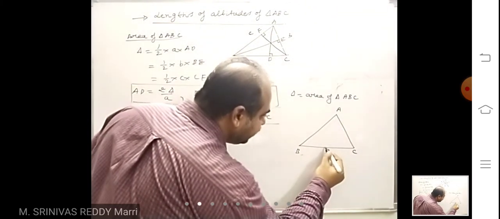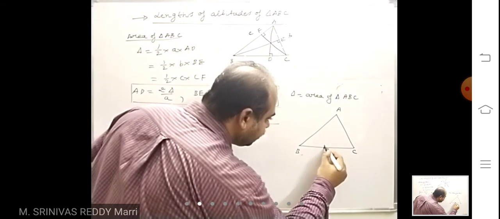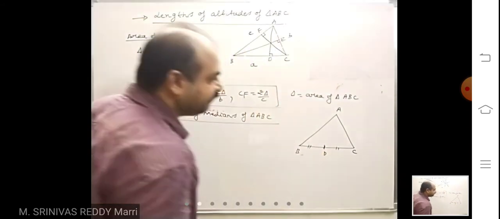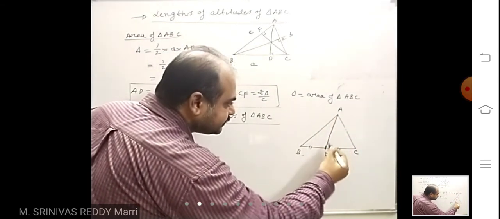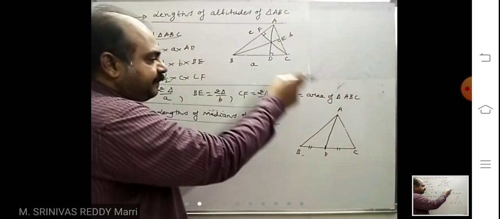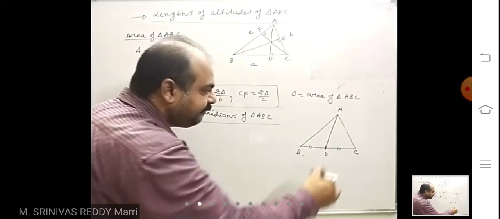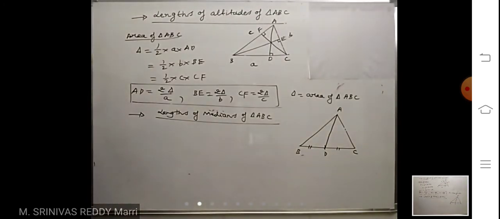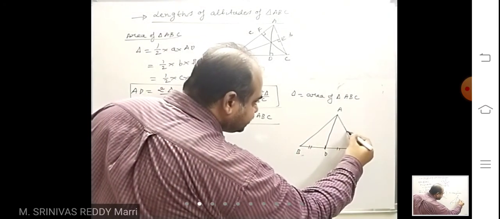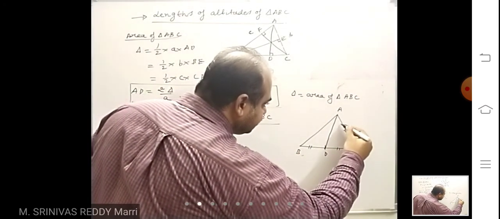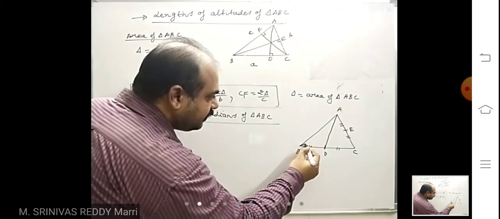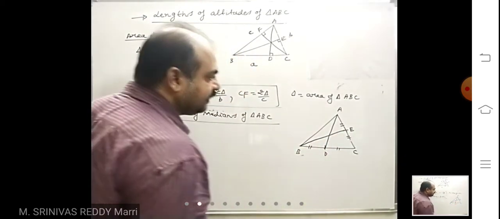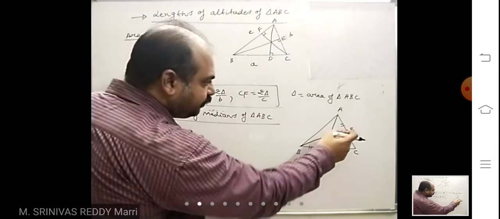Median passing through A means you take the midpoint of BC. These both will be equal, right? So joining A and D, this is called median passing through A. It will not be perpendicular like this, just joining A to the midpoint of BC. That is called median passing through A. Connect B to midpoint of CA. Let us say midpoint of CA is E. So this and this will be equal. So joining B to E, this is called median. This will not be perpendicular to CA. This is median passing through B.